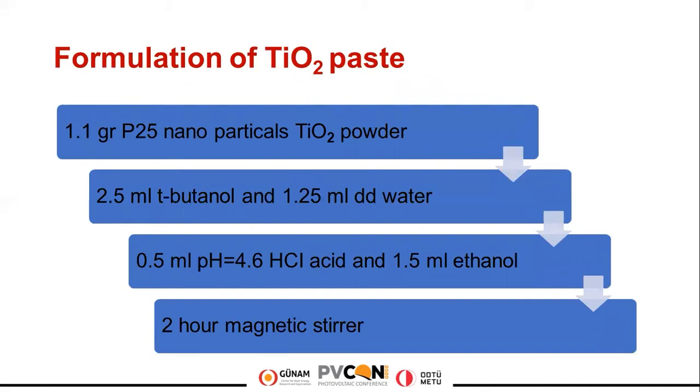For formulation of titanium dioxide paste, first we use 1.1 gram P25 nanoparticles titanium dioxide powder. And then we add 2.5 milliliter phenol and 1.25 milliliter water. Then pH equal to 4.6 HCl acid and 1.5 milliliter ethanol were used. And the last step, 2-hour magnetic stirring.